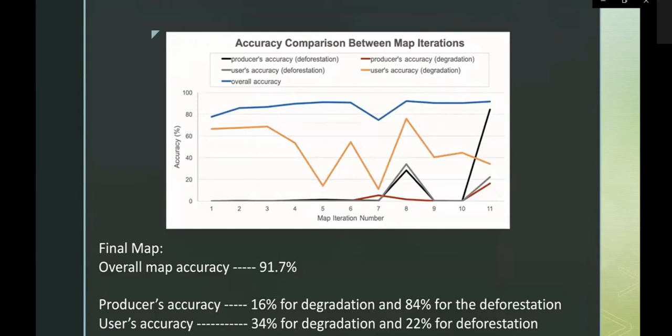So after the interpretations in CEO, where we analyzed the comparison of the accuracy of the very different iterations we ran with very different parameter combinations, it took us 11 tries with several tests on small sample regions in order to finally settle on a final map with an overall map accuracy of 91.7%. This chart highlights how important carefully testing your parameters is for achieving reliable results.